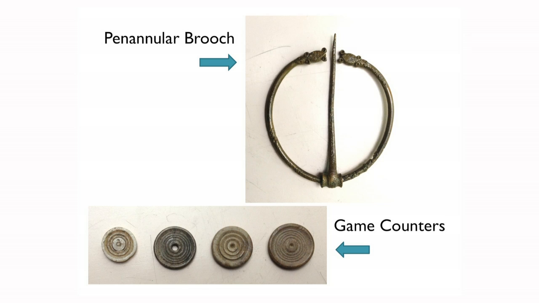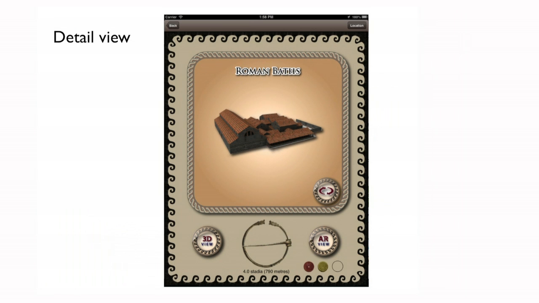And also here are some game counters that we used to give you some indication of how far away you were from the item. So as you hunted around looking for these things, they would help you on your way. You can see them incorporated here in part of the app where we've got the penannular brooch, and that's actually pointing in the direction that you have to walk to find the thing that you're looking for, in this case the Roman baths. And here are the counters using number and a traffic light system to show how far away you are. And then you can flip this to get other information, like a flip card.